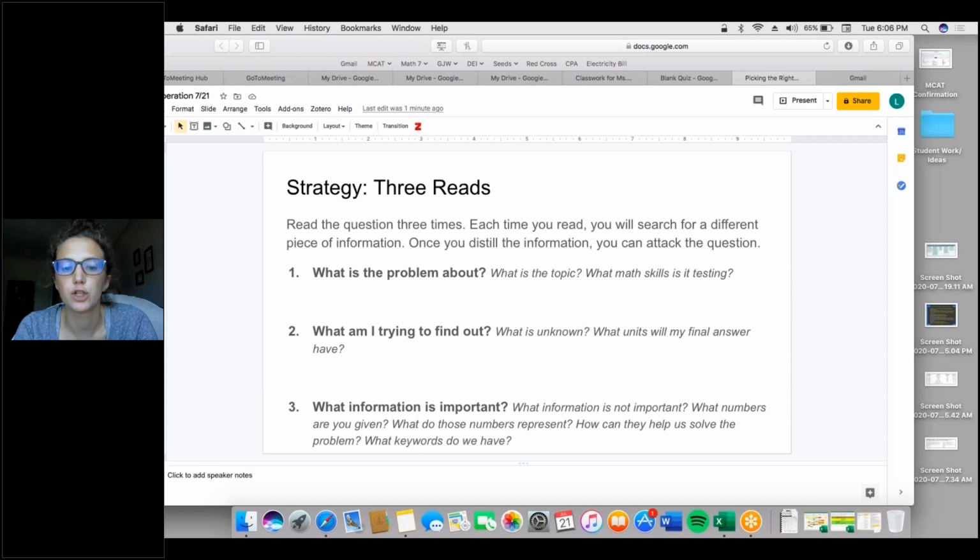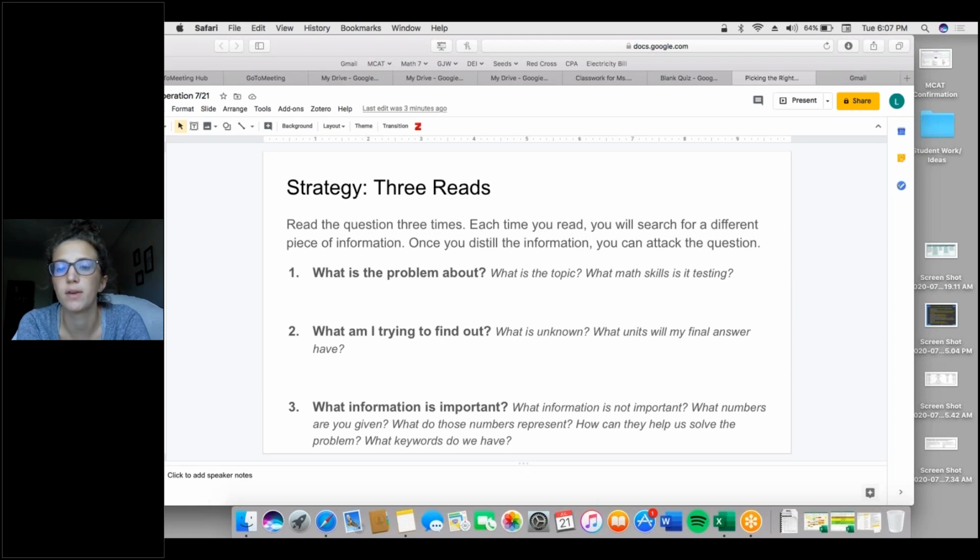That leads us to our third question, which is what information is important? And the second part of that is asking yourself what information is not important. A lot of the time word problems throw in extra information that doesn't mean anything. They throw in extra numbers that we never have to use to solve our problems, but can confuse us if we just see numbers and try to find ways to put them together. So instead, we want to slow down and ask ourselves, what information is important to find my answer? What numbers am I given, and what do those represent?